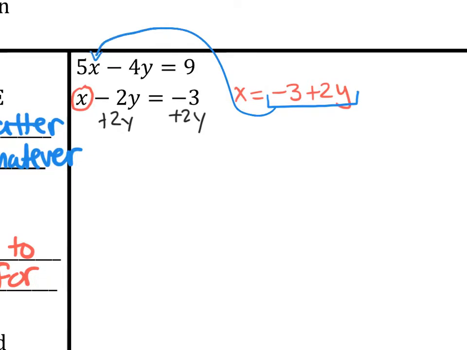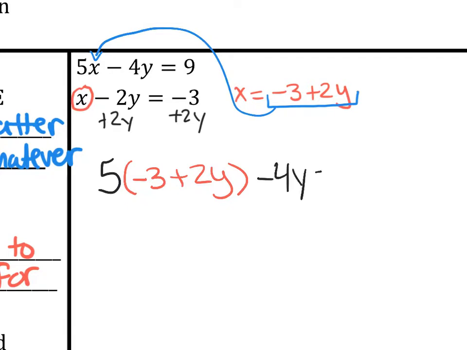Whenever you plug something in for x, you want to put it in parentheses. So we'll have 5, and then there's that 2y there, but then minus 4y, right? So can we just combine those? Well, hang on, because it's being multiplied by 5. I'll show you in a second. So we got to plug it in first. So we have 5, and then in parentheses, we'll have whatever x equals, which is -3 plus 2y. Then we have minus 4y equals 9.